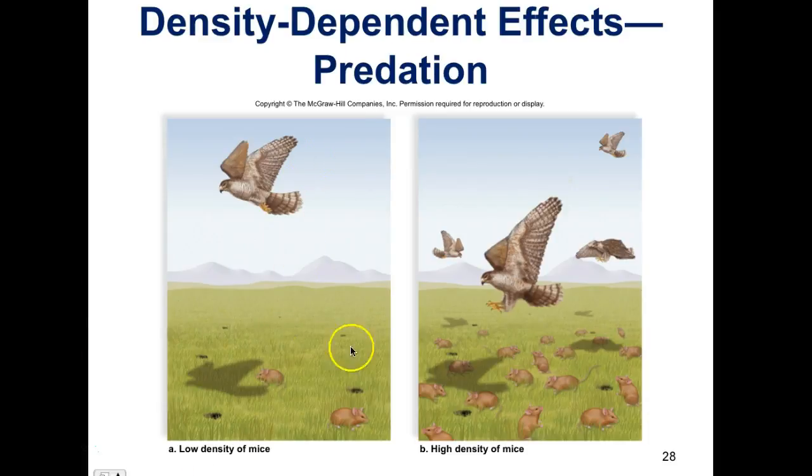So here you can see a low density of mice, the sharp-shinned hawk, very low population. But as you get a higher density of mice, you could support a greater number of predators in a given area.